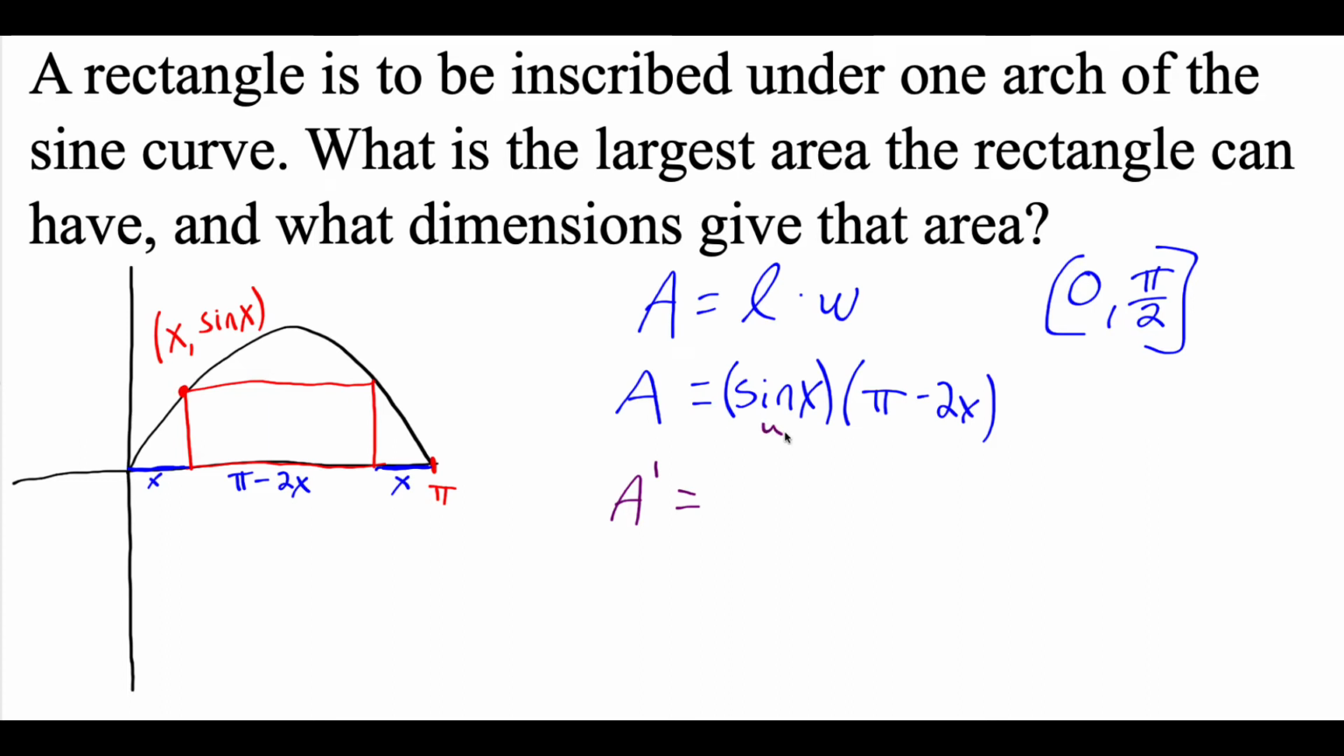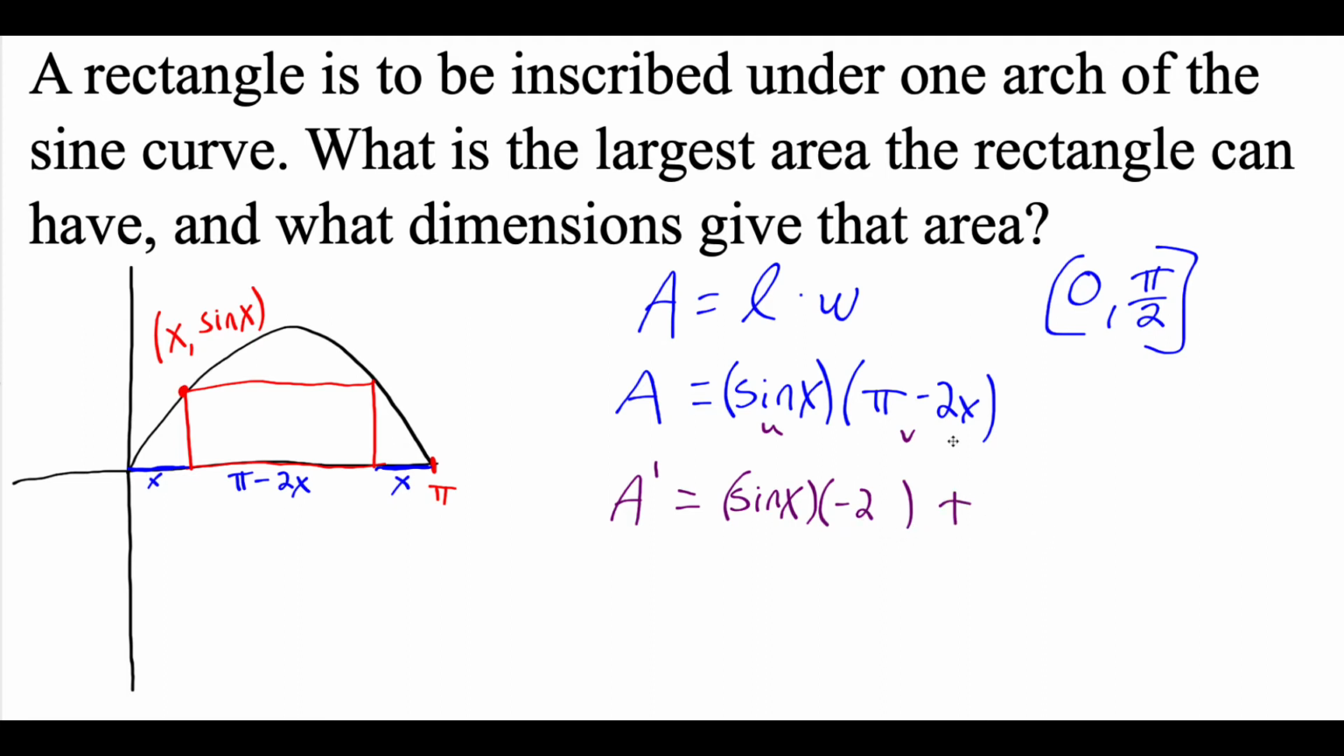So the sine of x is going to be my u value, and the pi minus 2x is going to be my v. So finding the derivative, we leave the u thing alone. So I'm going to leave the sine of x alone, and then attach the derivative of the v piece. So the pi is just a number. So when you differentiate a number, that just turns into 0. With the negative 2x, that's going to differentiate into negative 2.